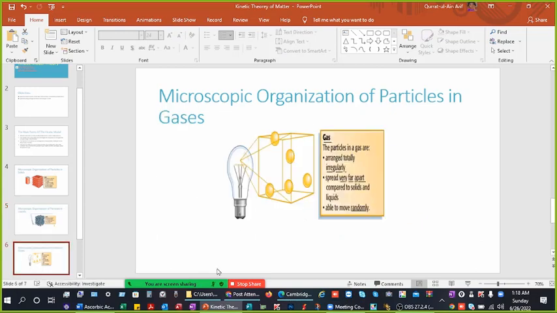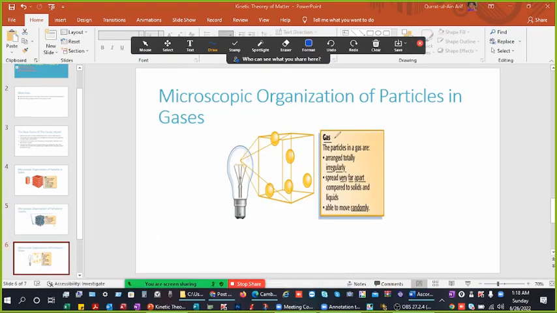Now let's talk about the next state of matter, that is gas. For example, the argon gas in a light bulb: the particles in the gas are arranged totally irregularly and spread very far apart. Why? Because of the negligible intermolecular forces and huge spaces between the particles, and they are able to move randomly. Gas can be cooled down to form a liquid, and in the same way as we explained melting and boiling, we are going to talk about condensation and then solidification or freezing.